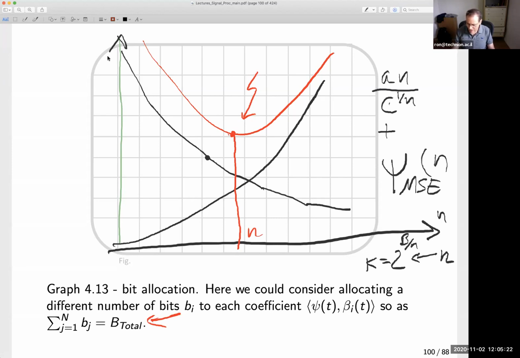So what we do here is allocating b i number of bits to each coefficient, so that the total number of bits is equal to b total. Exactly like we did before, but now the error function is a little bit more complicated. We could investigate this function and at the end of the day come up with a solution that would tell us how to distribute our bits between the number of functions that we are looking at and how we quantize these numbers and how we actually apply the quantization operator to these numbers.